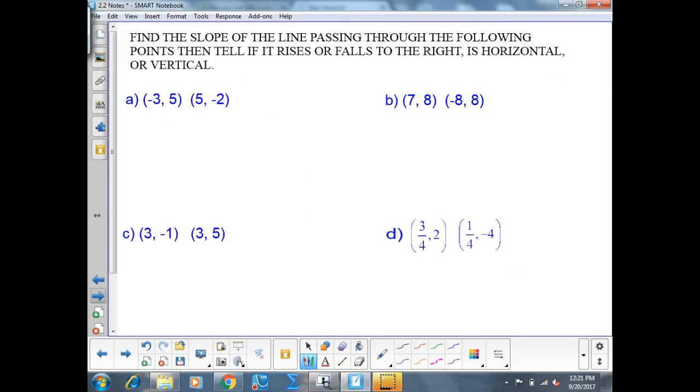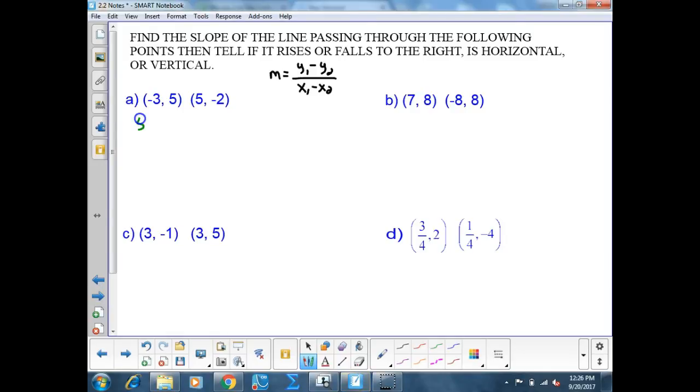Okay? So, find the slope of the line passing through the following points. Then, tell if it rises or falls to the right, is horizontal or vertical. So we're going to use that m equals y minus y over x minus x formula. Okay? With me? I'm going to give you 5 minutes. Go.